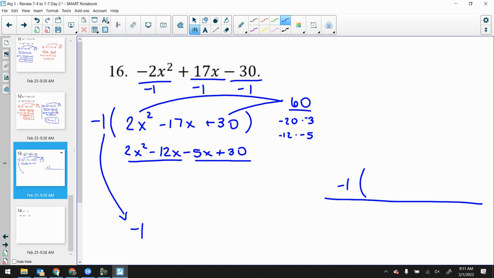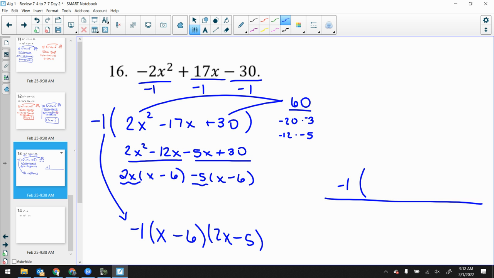What's my GCF out of my first two? 2x, leaving an x minus 6. What's my GCF out of my second two? Good. Leaving an x minus 6. So now I can catch back up with my negative 1. The common binomial is the x minus 6. The leftover pieces are the 2x, then the minus 5. We just put a negative 1.